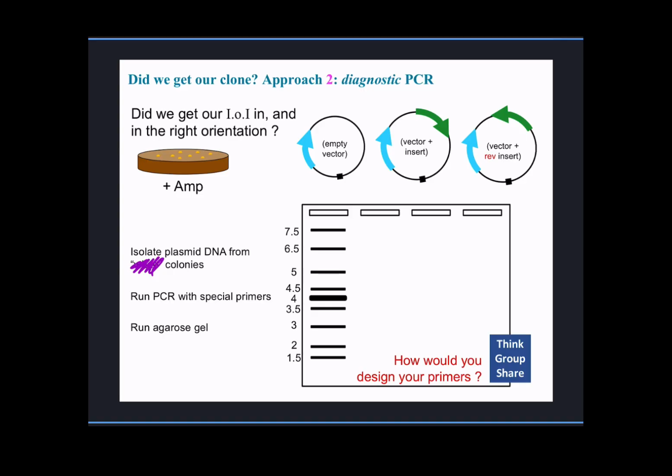My question to you is, how would you design your primers? Where would you place your forward and reverse primers to determine if A, the insert is present in your vector or not, and B, in the right orientation? So again, I'll give you a few seconds to think about this. You need to design forward and reverse primers. Tell me where you would place them. So where would you place those primers? How would you design them? Next to the restriction enzymes.